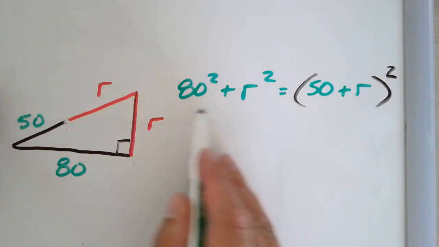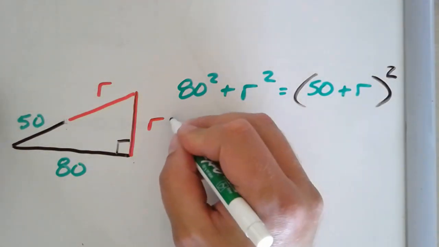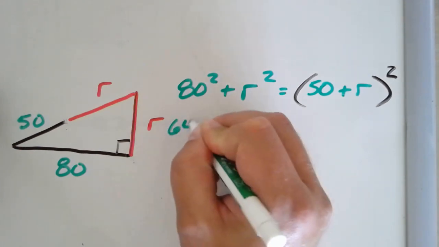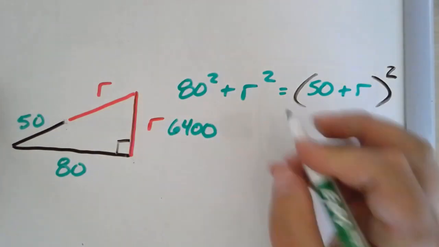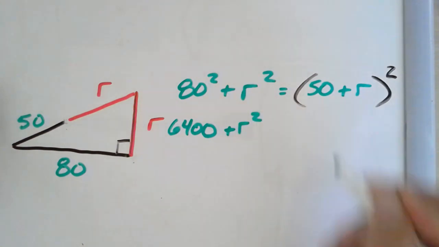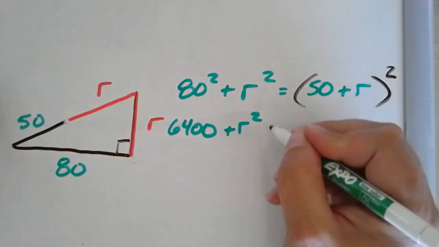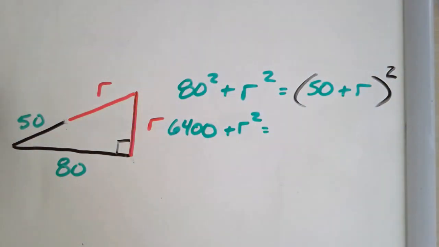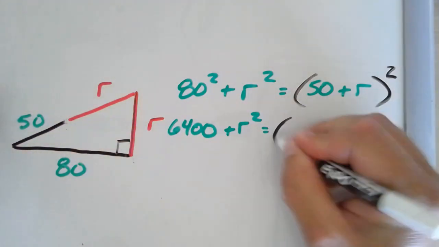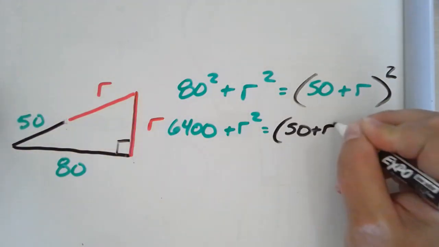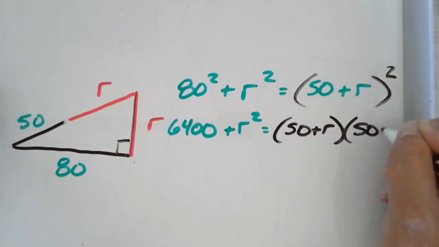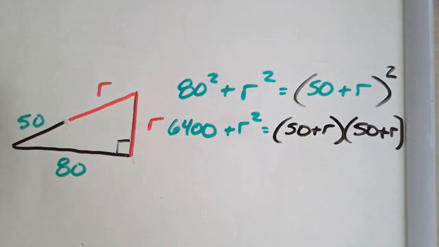All right, well, first off, over here on the left, this is something that can be done on a calculator, so nothing really overwhelming here. That's 6,400, 80 times 80, plus r squared. That stays r squared because it's a variable. But 50 plus r times 50 plus r, just to write it out, is going to be 50 plus r times 50 plus r. I write it this way so that we can see the distribution method that we learned in first semester with polynomial multiplication.